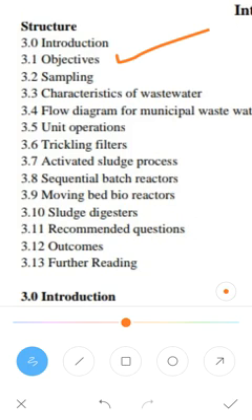So that is the main objective of this municipal waste treatment plant. That process we're going to study in detail.